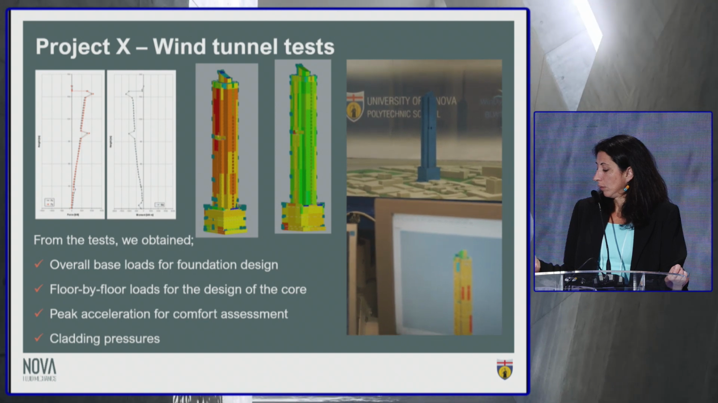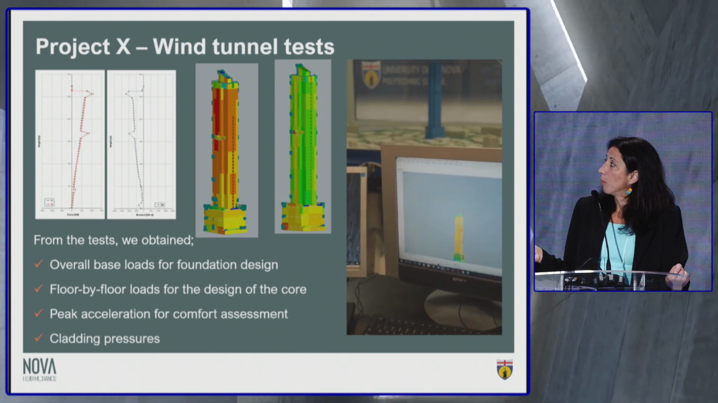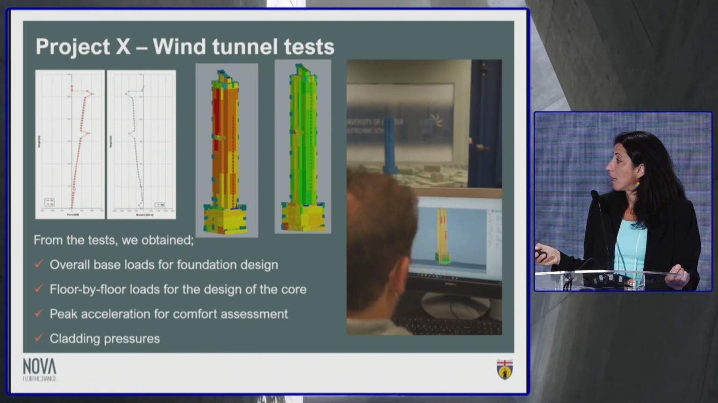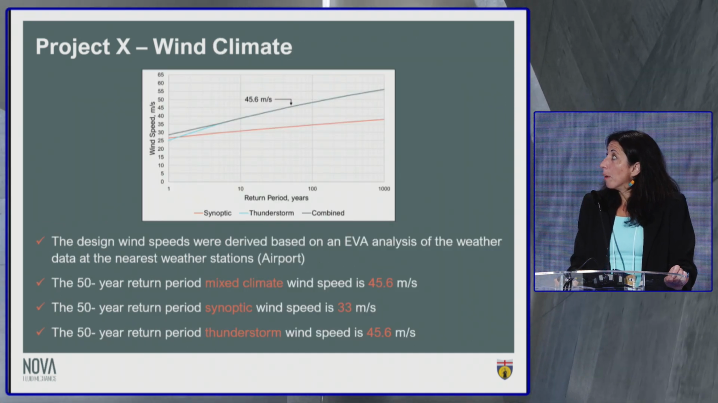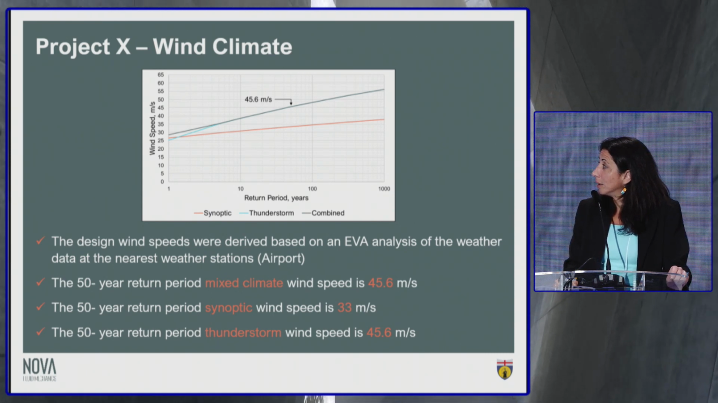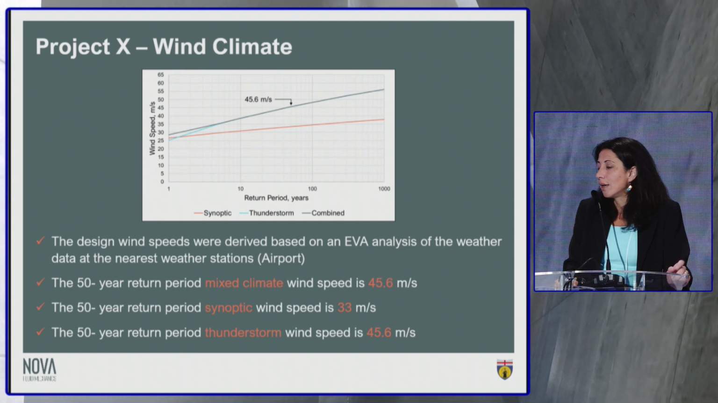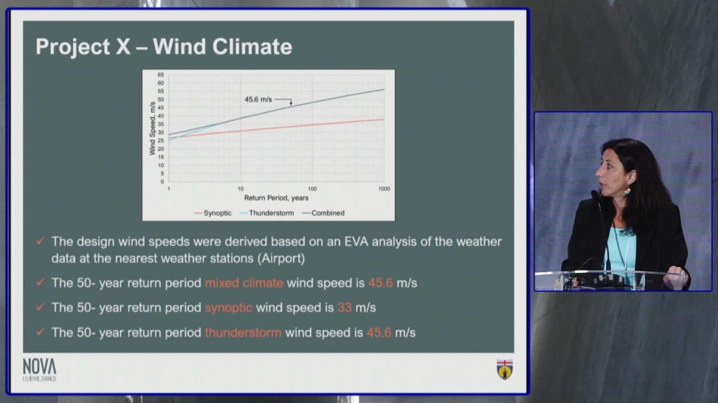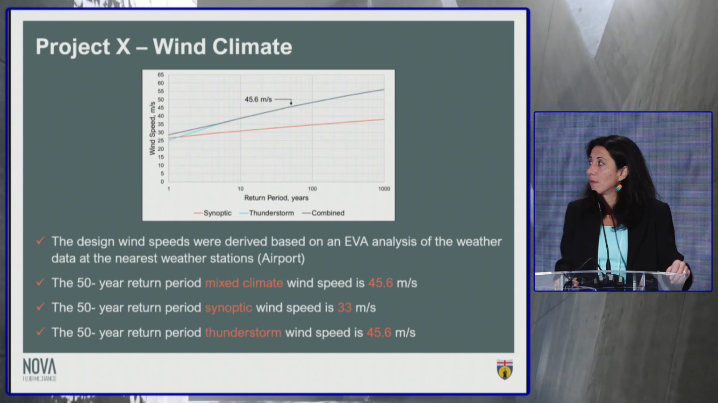These are the results. From the test, we obtain overall base loads for foundation design, floor-by-floor loads for the design of the core, peak accelerations for comfort assessment, I have the video, and also cladding pressures. And this is the variation of the wind loading. This is the moment, the MZ, and here you have the FX and the FY, and these are the data that essentially we provide to the designers. But Project X is located in a very unlucky climate. The design wind speeds were derived based on EVA's statistical analysis of the weather data at the nearest weather stations, several airports, because we want to make sure there is consistency.